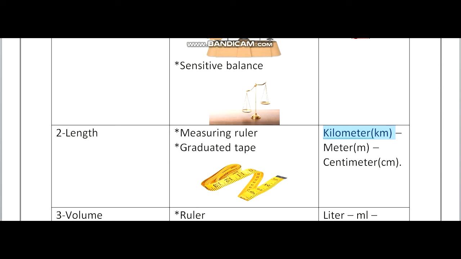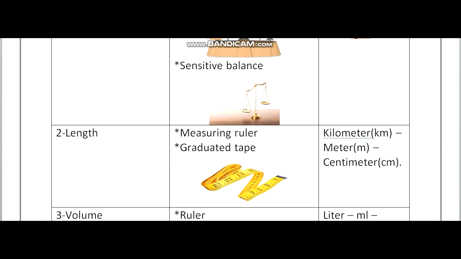Okay, number 2 is meter. Meter is the measuring unit of the large lengths. Large lengths like the door, like the table, like the wall. Okay. Number 3 is centimeter. Centimeter is the measuring unit of the small lengths. Small lengths like a book, like a pen, like a phone.